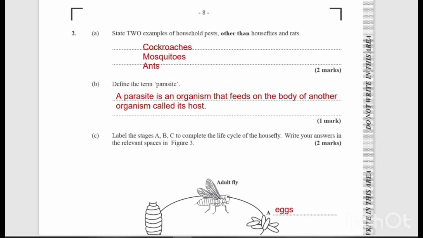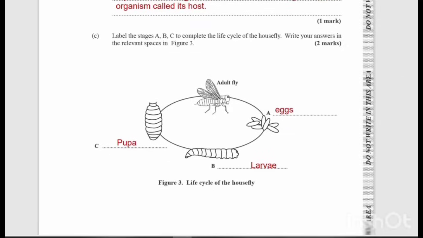That's 1 mark. The next part of the question says you should label the stages A, B, and C to complete the life cycle of the housefly. The question says write your answers in the relevant spaces in figure 3. So guys, they would have given us an image of the life cycle of a housefly. We have the adult fly. The first part of the cycle, labeled A, would be the eggs. And I think this should have been a giveaway, because once you see the smallest structures there, you know those would usually be the eggs.